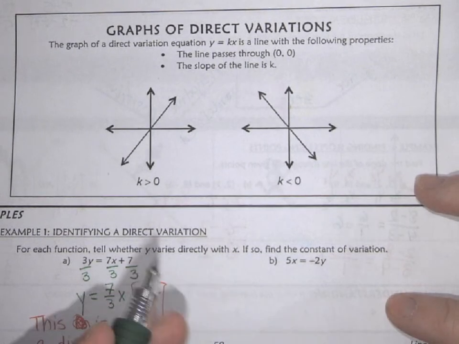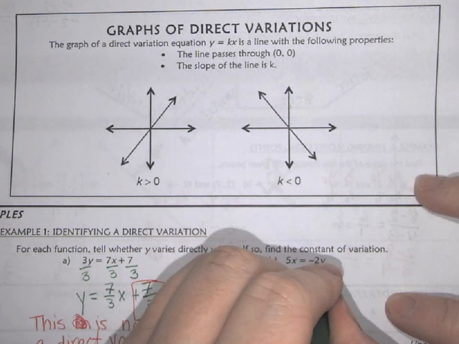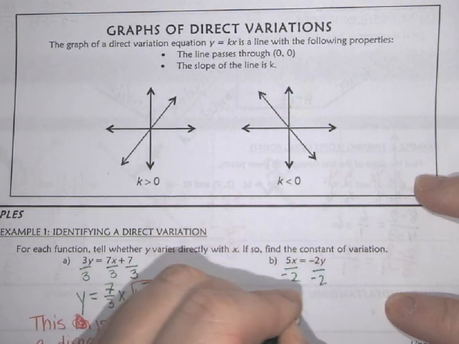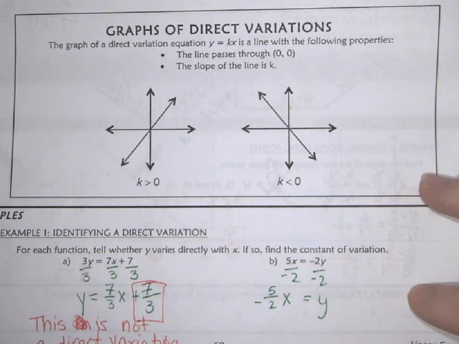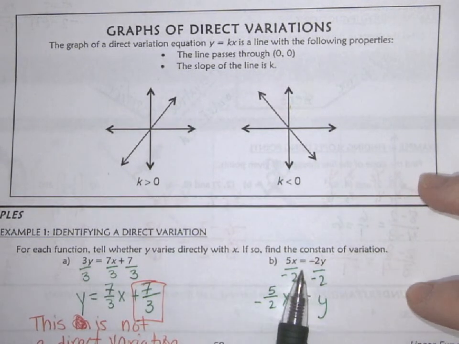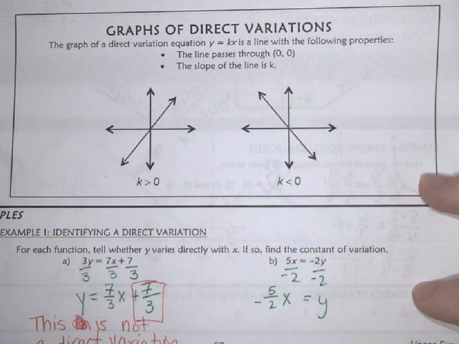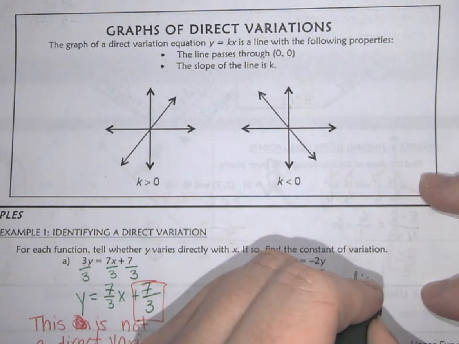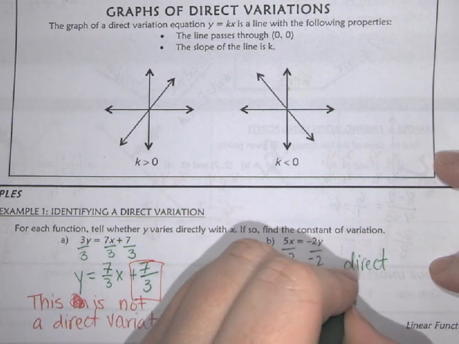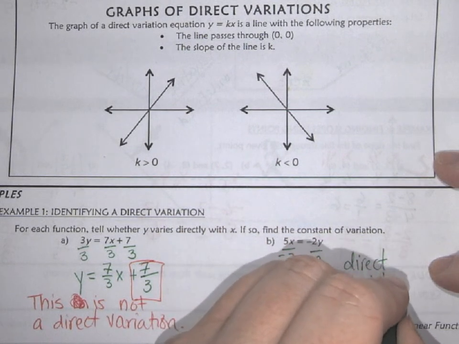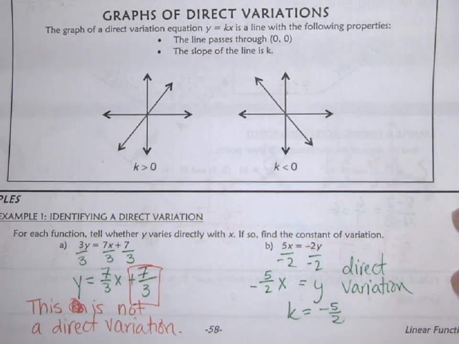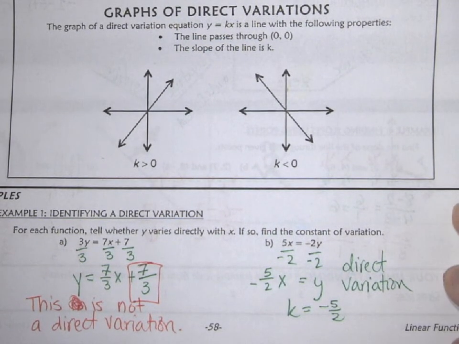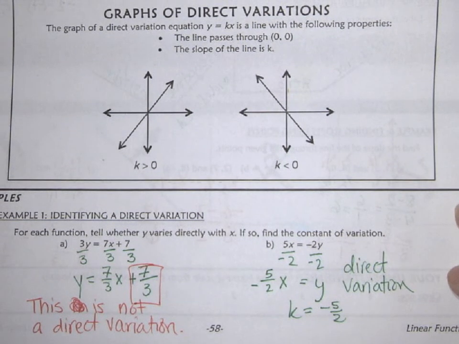All right, in B, pay attention because the y term's on the other side, so we're dividing by -2. So y is equal to 5 over -2x. So this does vary directly. There's no additional piece added on. So this is direct variation. And your k value is -5/2. So all you have to do to find that is find the relationship between y and x, and you'll get that ratio in the k value.